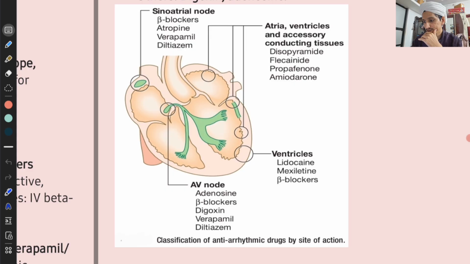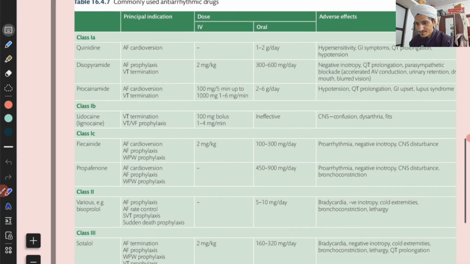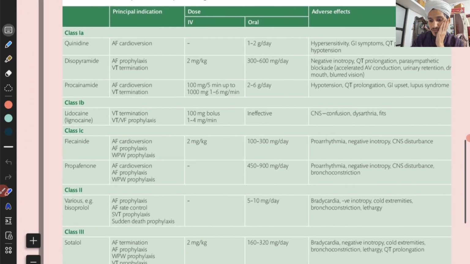And for the ventricles, lidocaine is important, and beta blockers can also be used, and mexiletine. So these are the drugs which act. This is an important diagram of the Vaughan-Williams classification from the Oxford book. See here, procainamide, which you use for AF cardioversion and VT termination, an important drug.